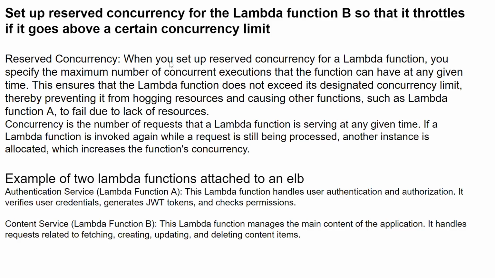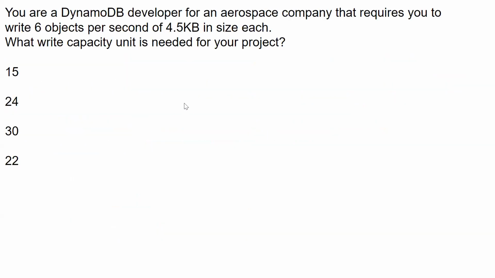With reserved concurrency, when you set it up for a Lambda, you specify the maximum number of concurrent executions that the function can have at any given time. Okay, got it. And here I have an example of when two Lambda functions are attached to an ALB.